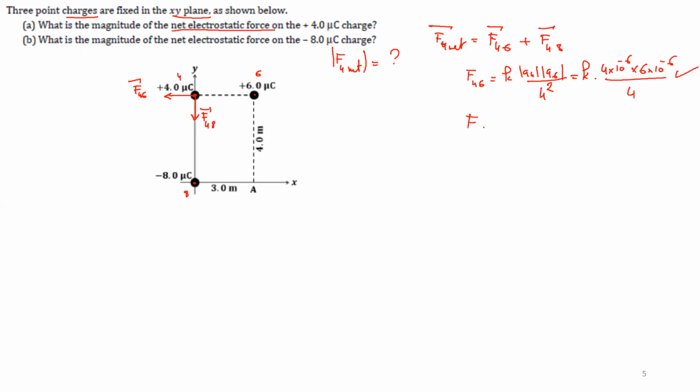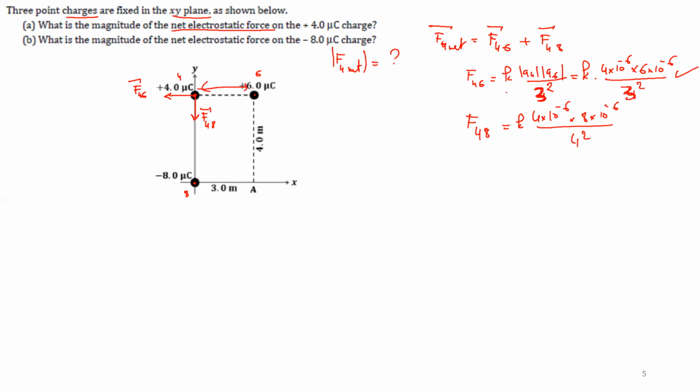What is the magnitude of F on 4 by 8? K, absolute value of Q4, which is 4 times 10 to the power minus 6, absolute value of Q8, which is 8 times 10 to the power minus 6, divided by the distance square. And what is the distance square? Is 4 square. So here I made a mistake because I'm looking at this distance, of course. So this distance is 3 square. So be careful here. So it's 3 square, right? So here it's 3 square.